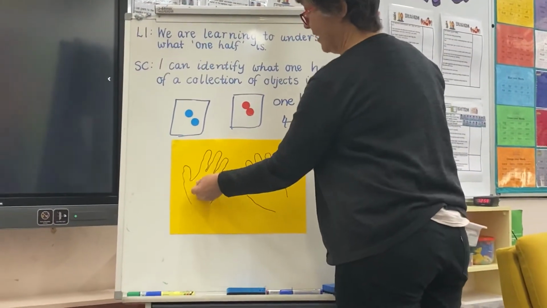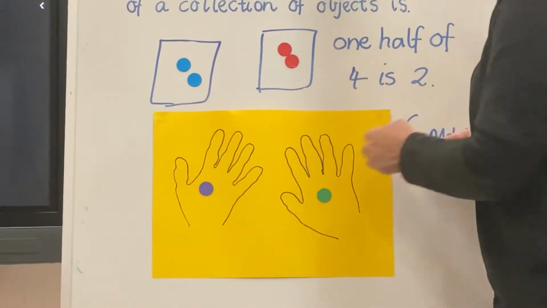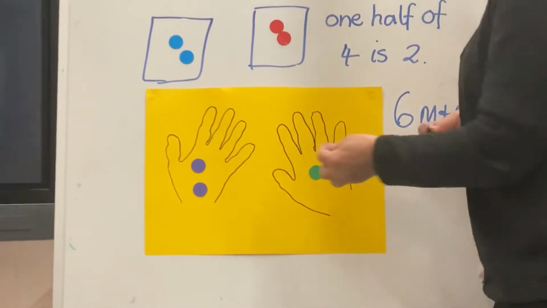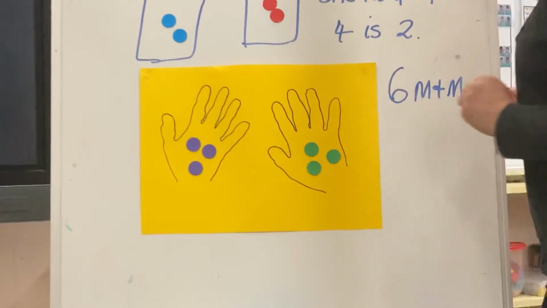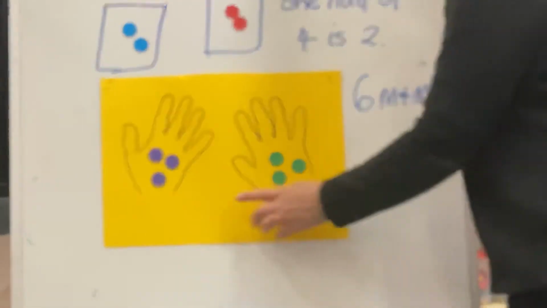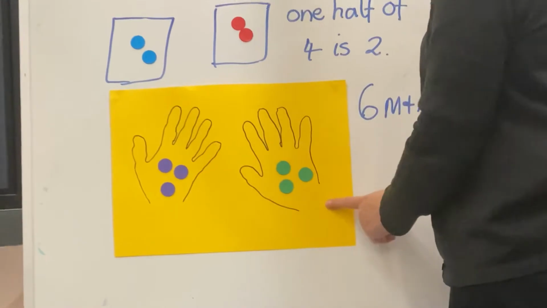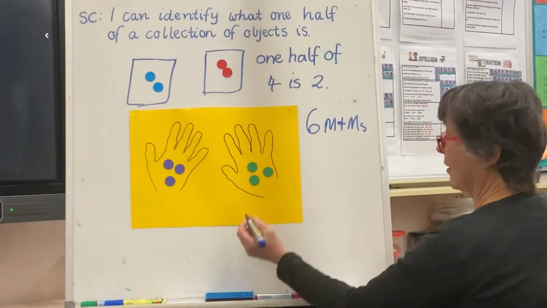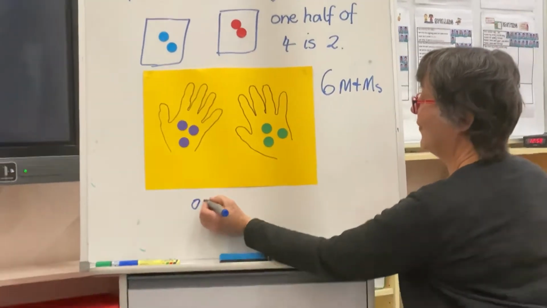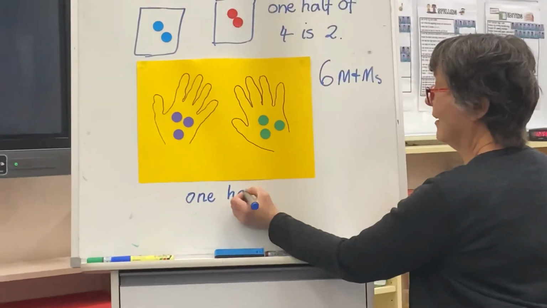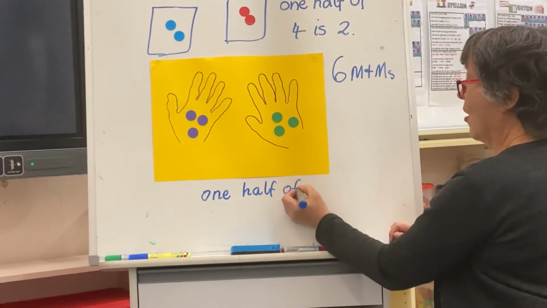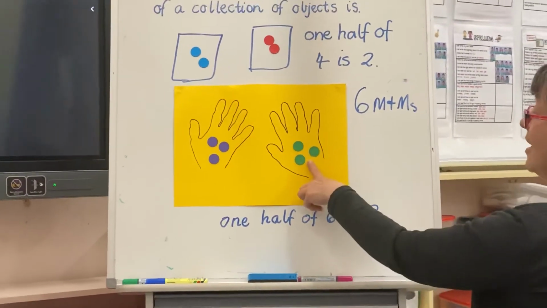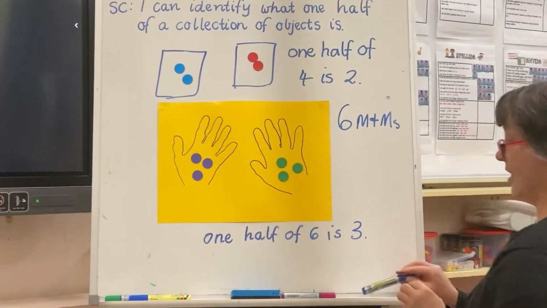So 1 for Miss Legassic, 1 for me. 1 for Miss Legassic, 1 for me, 1 for Miss Legassic, 1 for me. So now Miss Legassic has 3 M&Ms and I have 3 M&Ms. We both have half each. So I can write that 1/2 of 6 is 3, because this is 1/2 of 6 and this is 1/2 of 6.